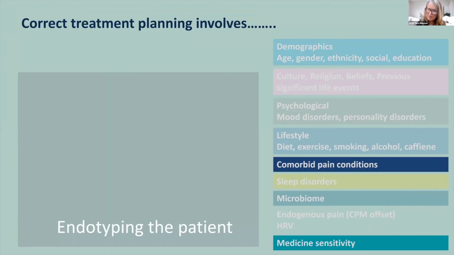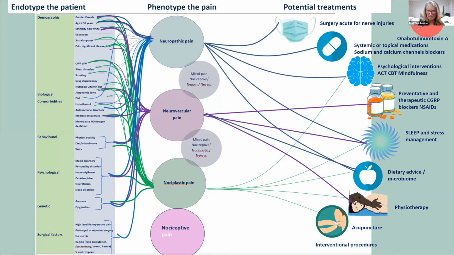I talked about the importance of endotyping the patient. So we look at all aspects of our patients: the demographics, the cultural ethnicity, psychological factors I mentioned, lifestyle. Comorbid pain conditions is a really important question. Sleep is a really important question that drives pain. We're beginning to look at autonomic tone and microbiome and these other aspects that might be driving chronic pain.